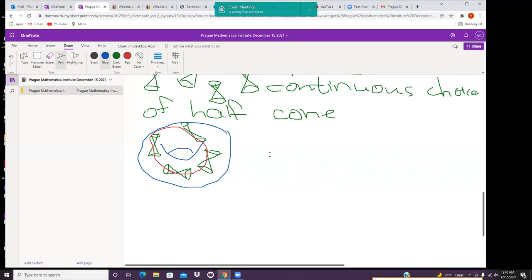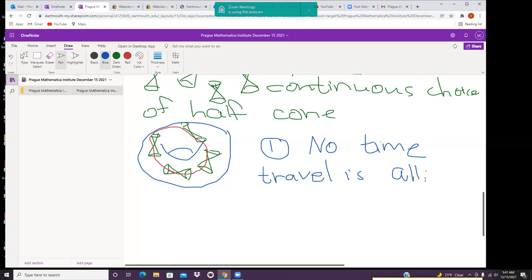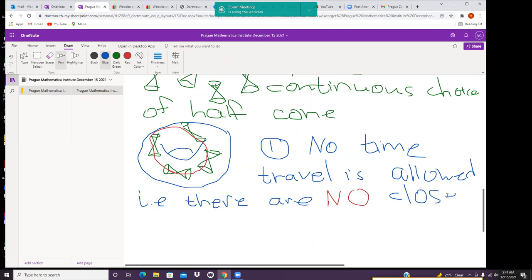This leads to paradoxes. So the first condition that I would like to impose is the condition that no time travel is allowed. This can be formulated as the phrase that there are no closed causal curves. A curve is causal if it represents movement at a speed less than or equal to the speed of light. So this red curve here is an example of a causal curve. It is closed, so this is exactly what I'm trying to prohibit, so I'm prohibiting time travel.